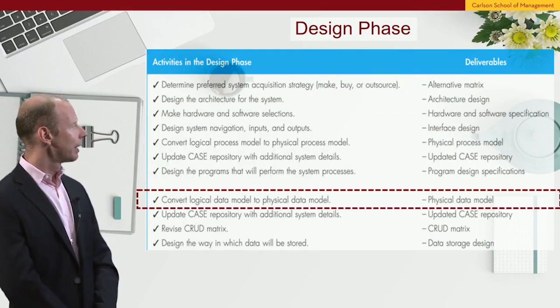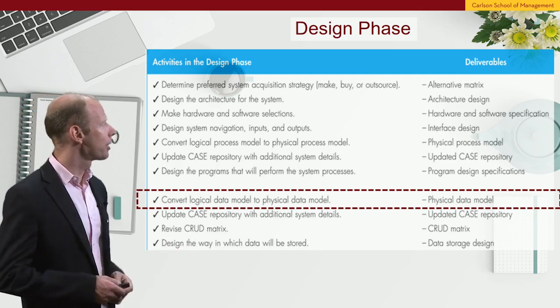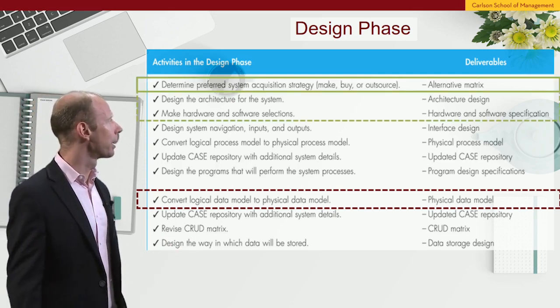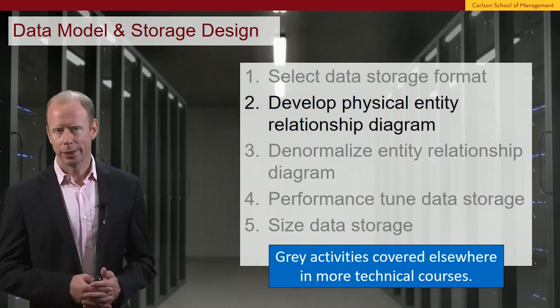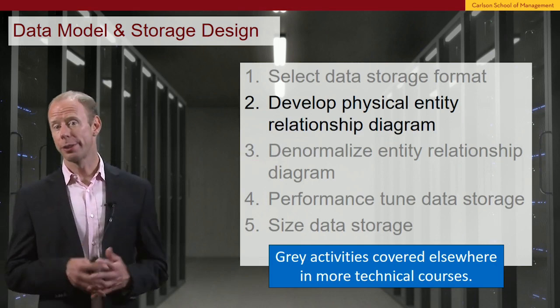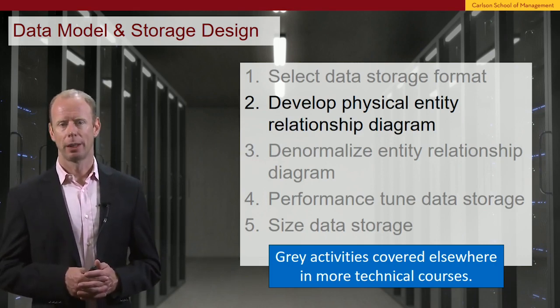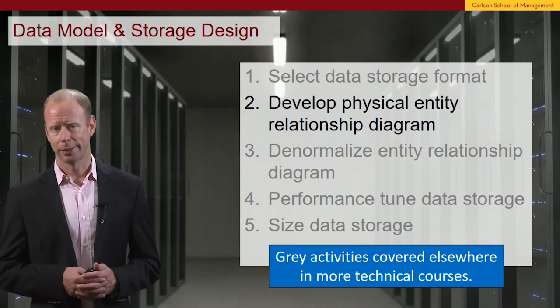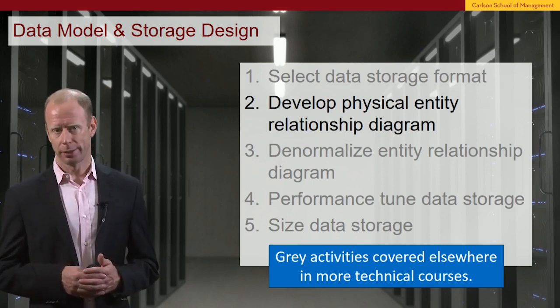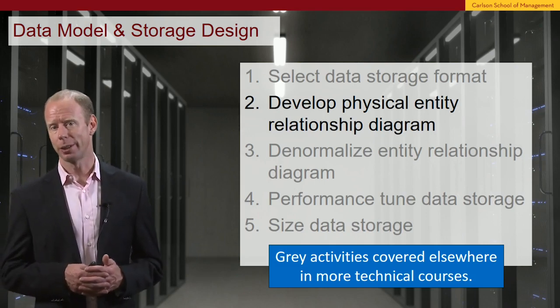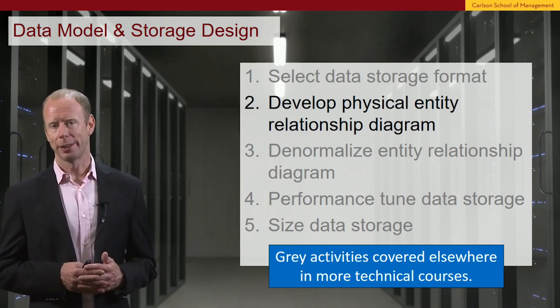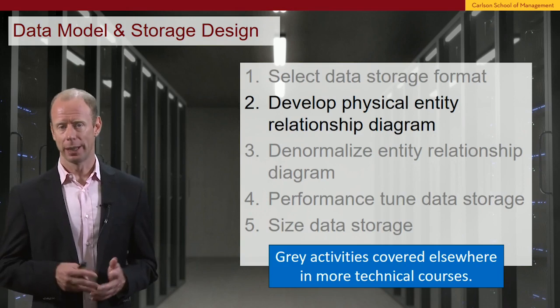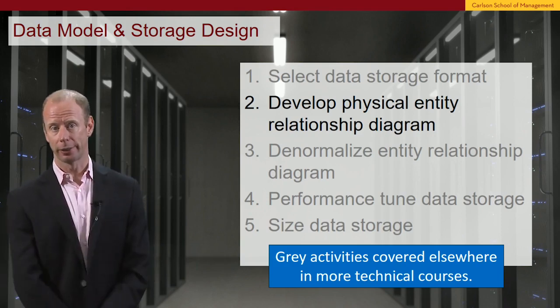So, we've looked at converting the logical processes to physical processes using our CASE repositories. Finally, let's look at a similar conversion from a logical data model to a physical data model. Converting a logical entity relationship diagram to a physical entity relationship diagram is part of a multi-step process. Many steps of the process are covered in other technical courses that you might find on a platform like Coursera. We'll just talk about the process at a very high level and the differences between a logical and a physical ERD.